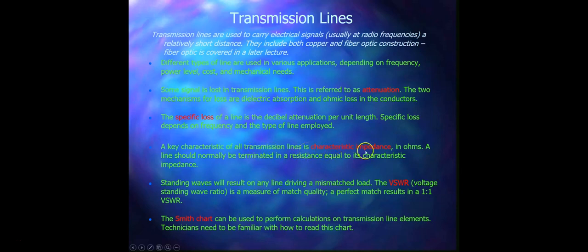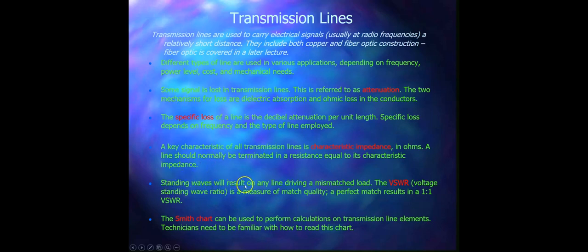Characteristic impedance is very important, and we will see the usefulness of this in the coming slides. A line should normally be terminated in a resistance equal to its characteristic impedance. When the resistance of the transmission line is equal to this characteristic impedance, then we have the maximum transmission of electricity.